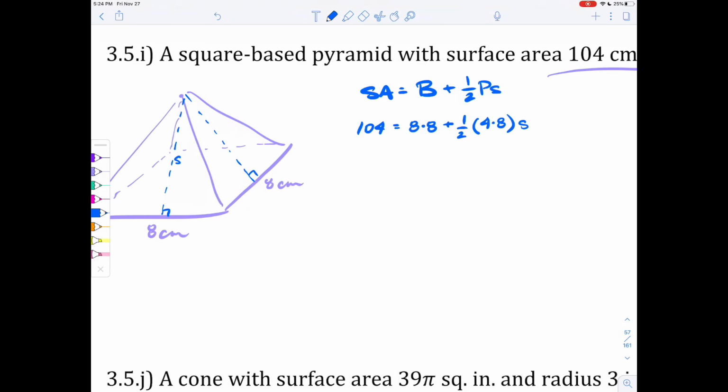So from here, we're just using our algebraic skills to isolate S. We can do a little bit of simplification of each of these terms. So 8 times 8 is 64. Half times 4 times 8 is 16. That's where we're at. Then we subtract 64 from both sides. You don't have to show this subtraction. And you don't have to show that you're dividing, but you do have to actually perform that operation. And as we solve that, we get a value of 2.5.